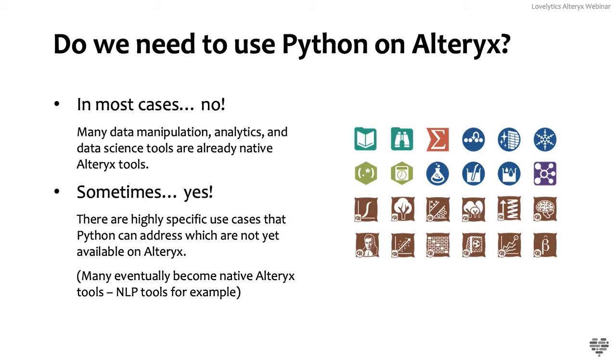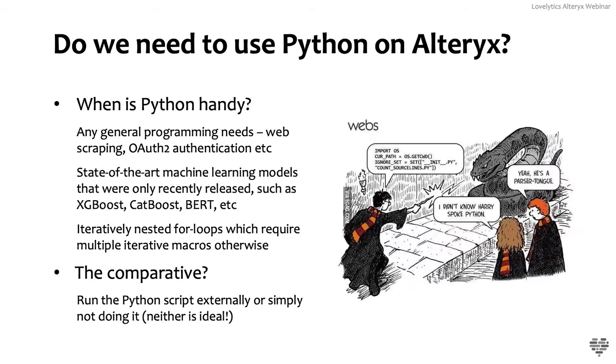You don't even need to start writing any Python code. So there are highly specific use cases where Python is really, really useful. And I think that's kind of the best blend of both worlds, where Alteryx handles 90% of your needs, and the last 10% are things that are really dependent on your specific requirements and specific use cases, and therefore not as available on Alteryx yet, and that's where Python can fit and fill that gap. So when exactly is Python handy?